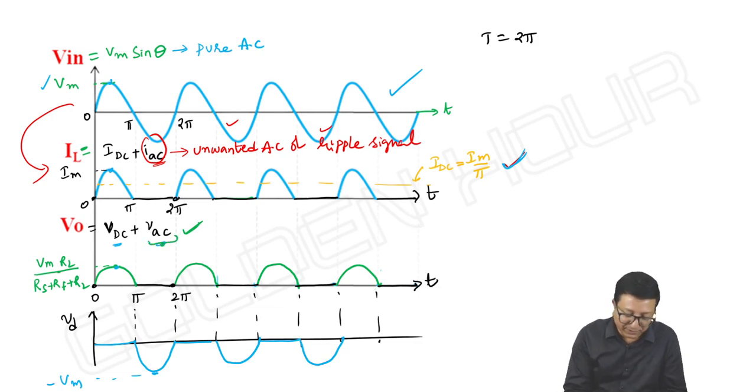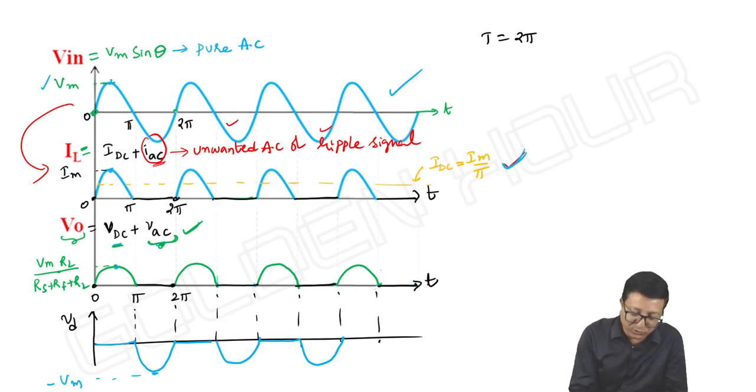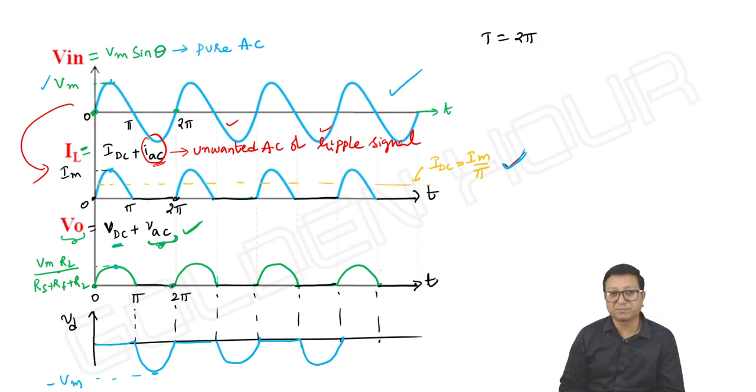The frequency of this unwanted component and the frequency of output are one and the same because DC is a constant. And what about the output frequency? Output frequency is the same as that of the input signal frequency. The input time period is 2 pi and the output voltage time period is also 2 pi. Means the output period and AC component period will be automatically the same.